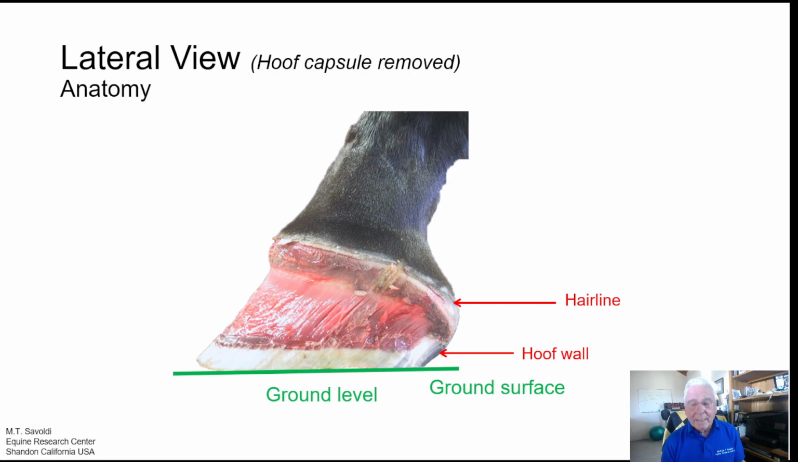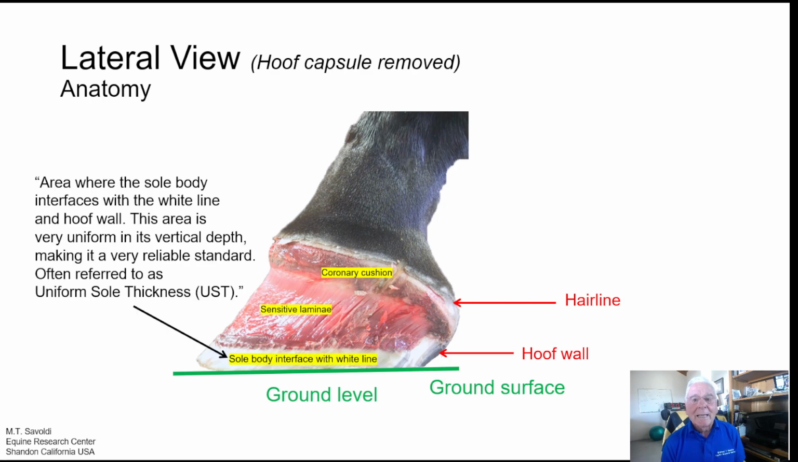And then we can add to this our coronary cushion, sensitive lamina, and an area where the sole body interfaces with the white line and hoof wall. This area is very uniform in its vertical depth, making it a very reliable standard, often referred to as uniform sole thickness.